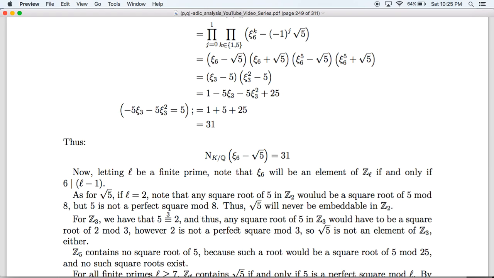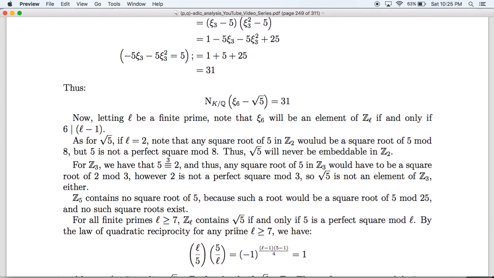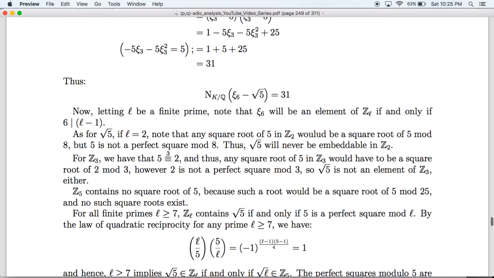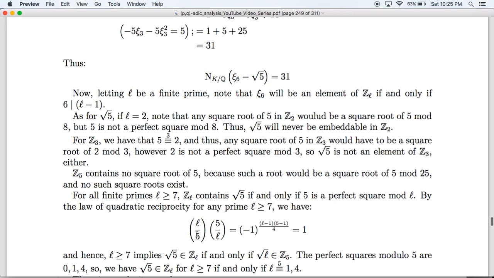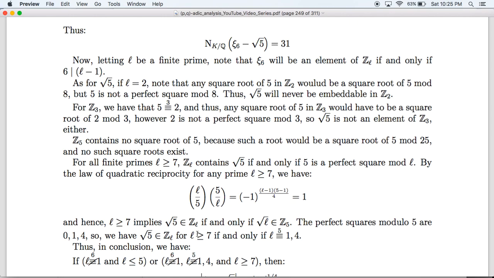Z_5 contains no square root of 5, because such a root would be a square root of 5 mod 25, and no such square roots exist. For all prime numbers L greater than or equal to 7, Z_L contains the square root of 5 if and only if 5 is a perfect square mod L. By the law of quadratic reciprocity, for any prime L greater than or equal to 7, we have that the Legendre symbol, which evaluates to 1 if L is a perfect square mod 5, and negative 1 if it isn't. Or is it the other way around?